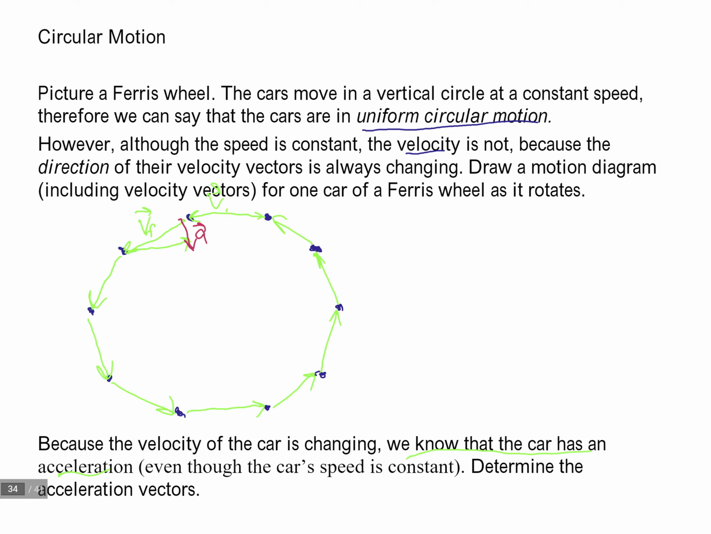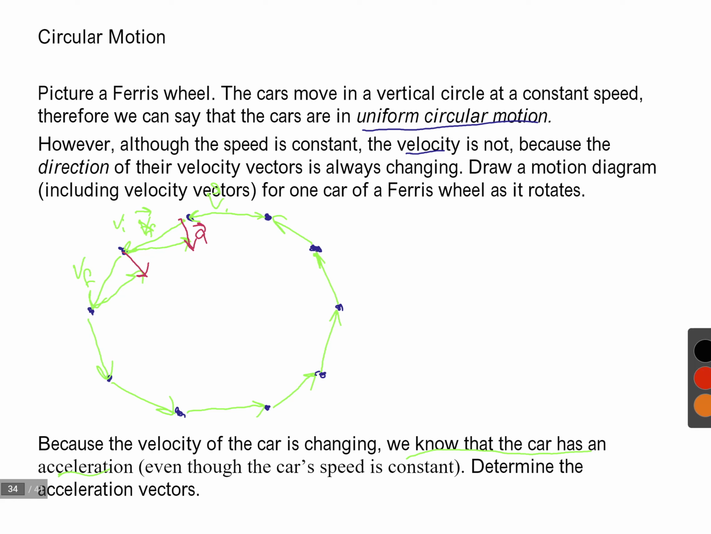All right? Now, if I did the same thing again, so this time, this is my V sub F, and this is my V sub I. So now I reverse the direction of my V sub I, and I place my V sub I vector here. I now have an acceleration vector, looks like that.